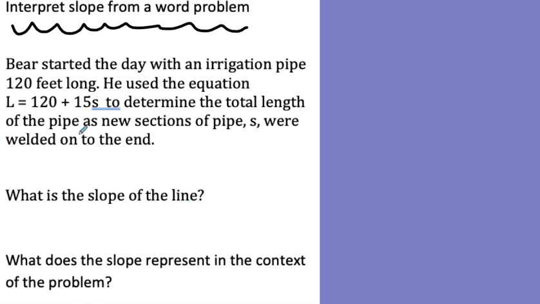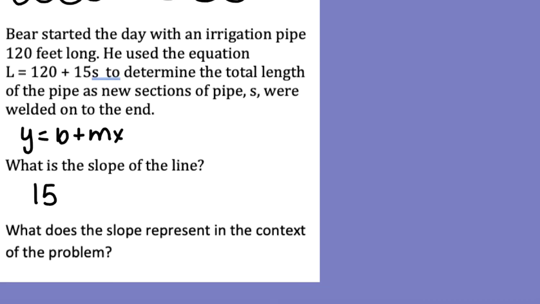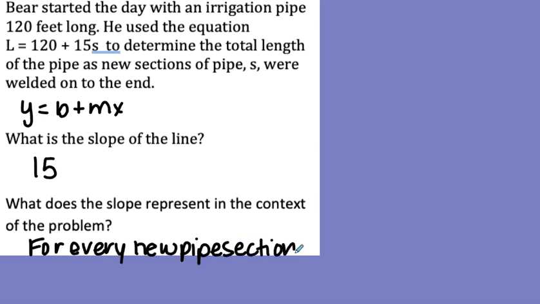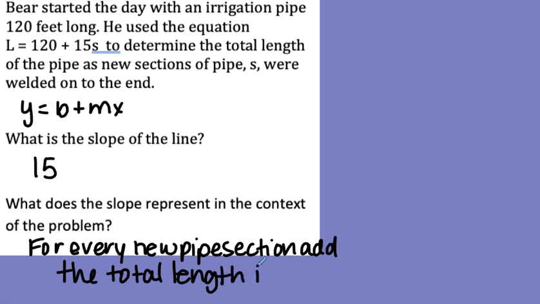Well, first of all, you have to notice it's a linear function. It is because the highest exponents are 1. So in this case, my slope would be 15, because this is in the form y equals b plus mx. So what does the slope actually mean in context of this problem? It means that for every new pipe section added, the total length of the pipe increases by 15.